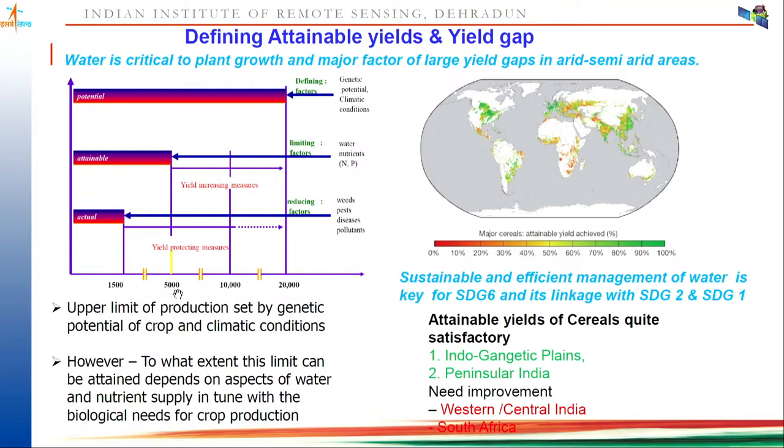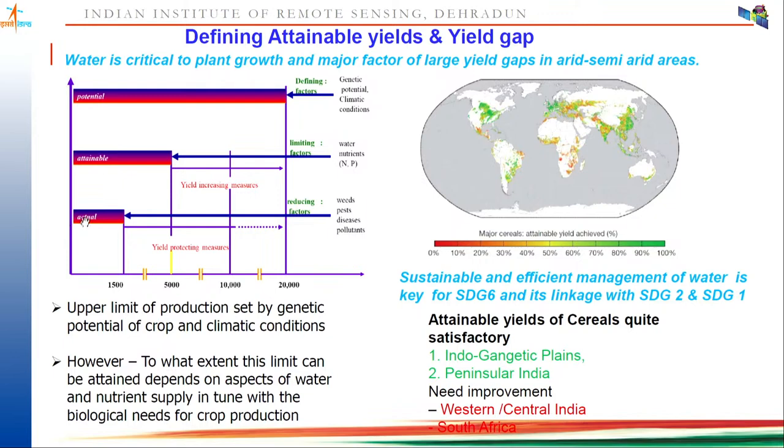The initial yield potential is around 20,000 kg per hectare, but because of these limitations, what is realized on the farm is about 5,000. Further, there are reducing factors like pest and disease. If we do not have protection measures against pests, diseases and weeds, it is further reduced to 1,500 kg per hectare. So this is the actual yield the farmer gets, but the potential of that variety or crop is 20,000 kg.